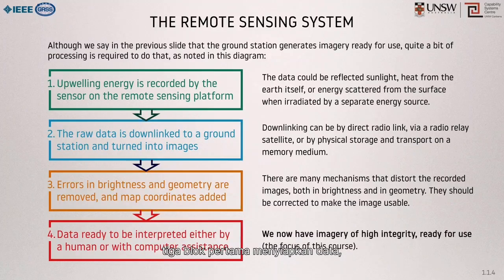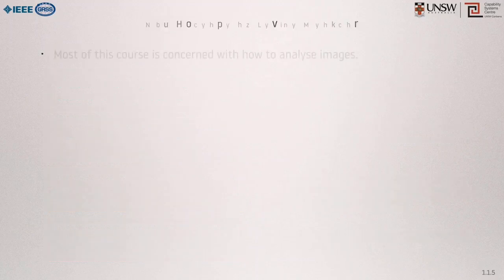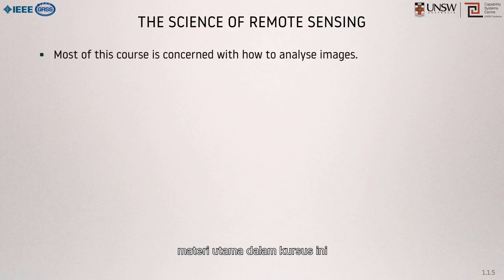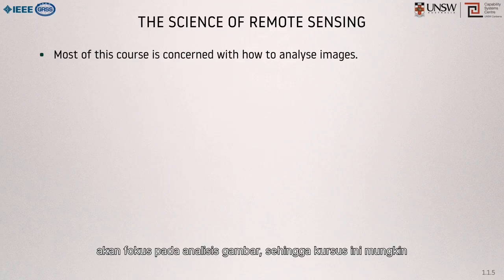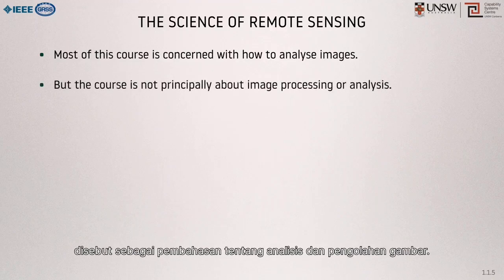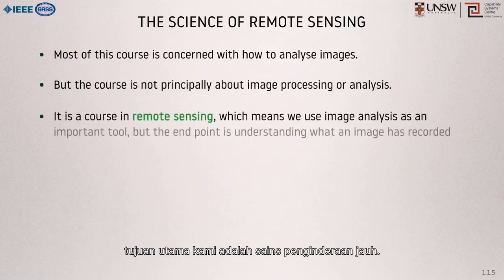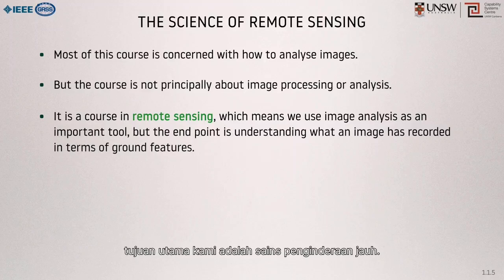In other words, the first 3 blocks get the data ready, and the last block is the interpretation and application. That doesn't mean we can ignore the first 3. They are important at the early stages of our understanding of remote sensing. While most of the material to be presented in this course will be concerned with the analysis of images, and thus we might tend to refer to the course as a treatment of image analysis and processing, our principal objective is the science of remote sensing.